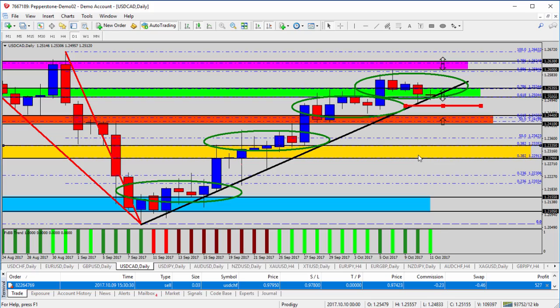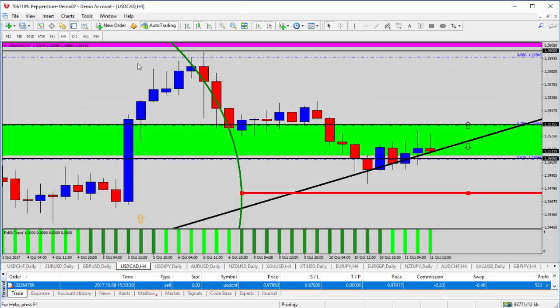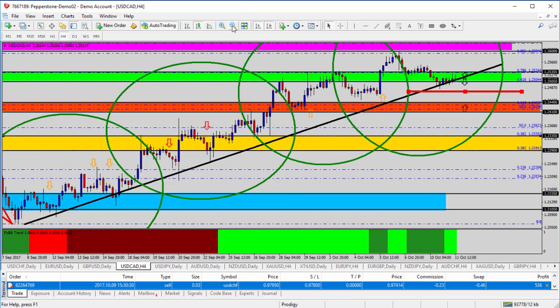What we're looking for is that long opportunity into the green shaded area, and all of that changes if it breaks down through 1.2500, the bottom of the green zone, the black trend line, and then we look for it to go lower. Let's take it down to the 4-hour time frame.